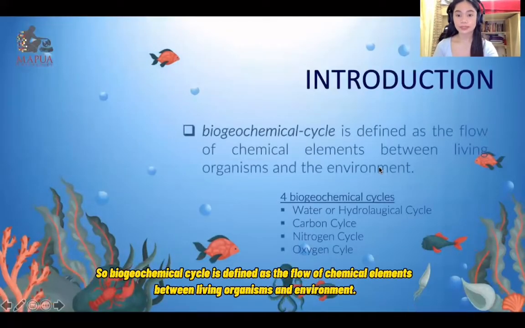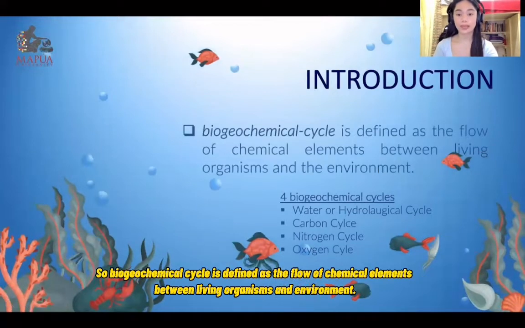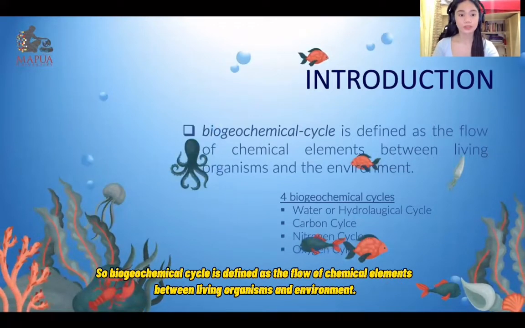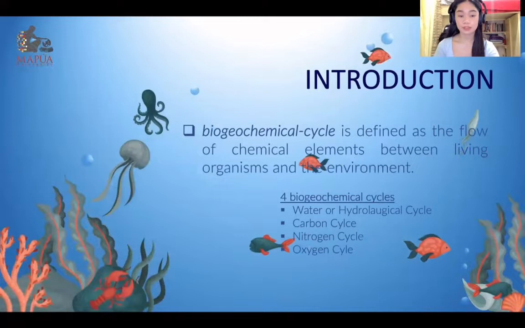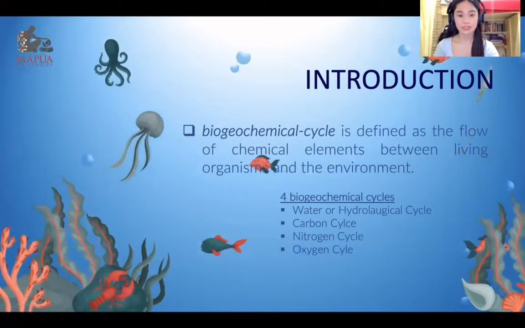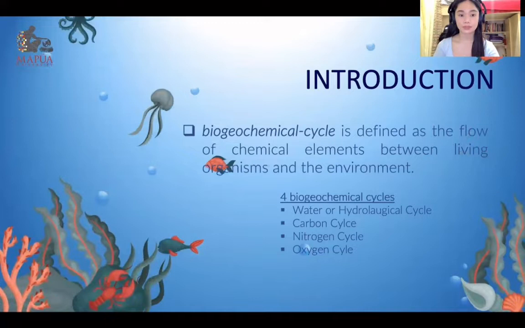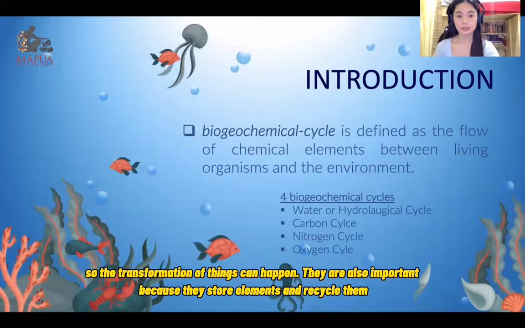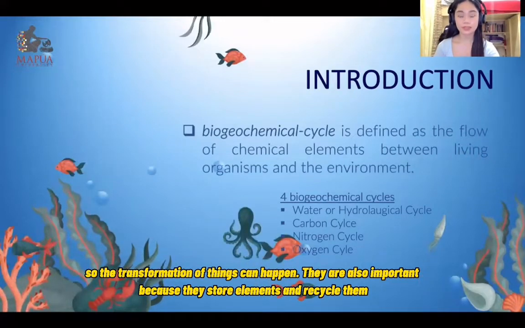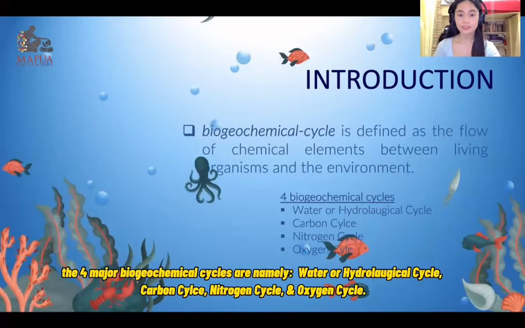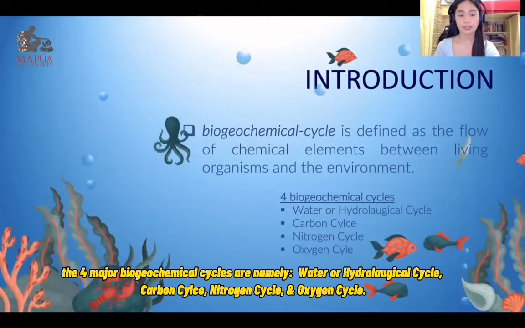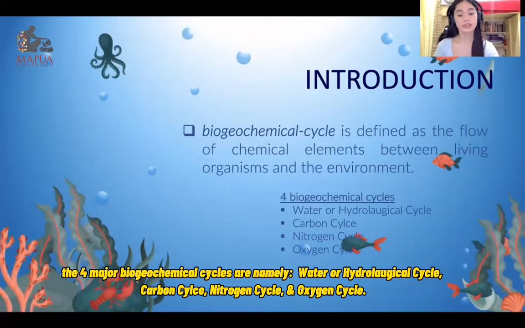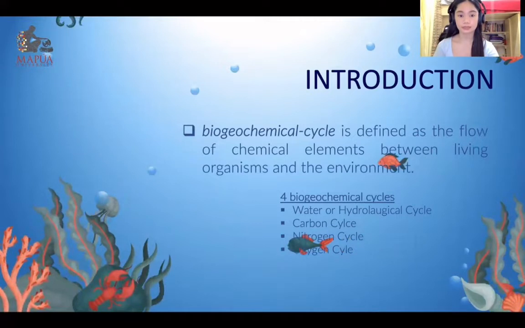So biogeochemical cycle is defined as the flow of chemical elements between living organisms and the environment. It helps explain how the planet conserves matter and uses energy. The cycles move elements through ecosystems so the transformation of things can happen. They are also important because they store elements and recycle them. The four major biogeochemical cycles are namely water or hydrological cycle, carbon cycle, nitrogen cycle, and oxygen cycle.